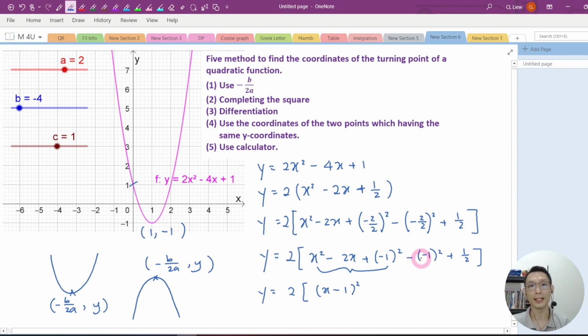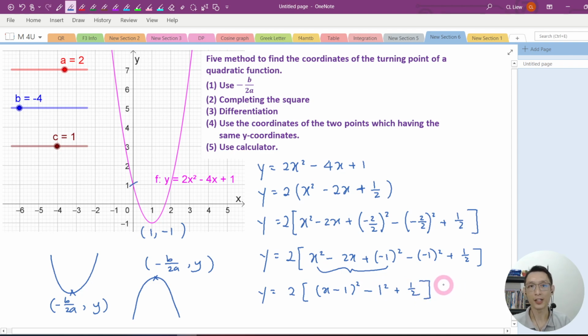Some students might be thinking negative, negative become positive. It's actually not correct because the negative inside the parenthesis is going to be squared first. When it's a square, it becomes positive. So the negative here is still there. Negative 1 squared plus 1 over 2.